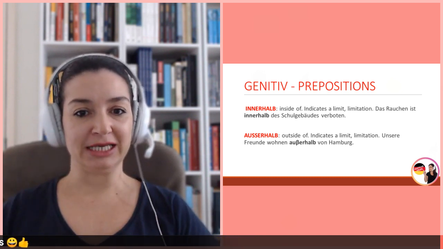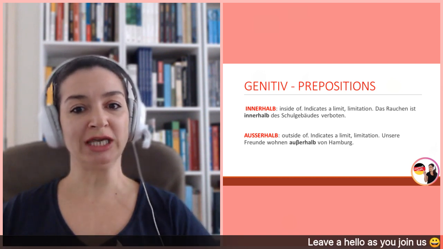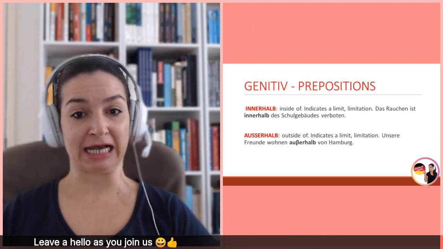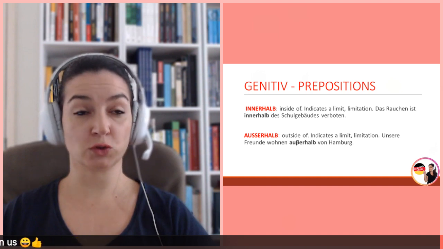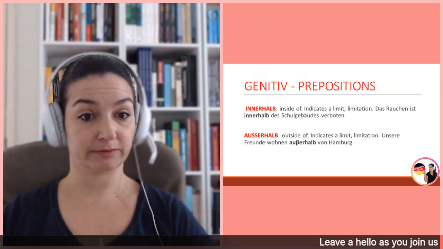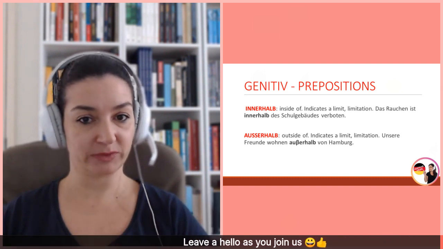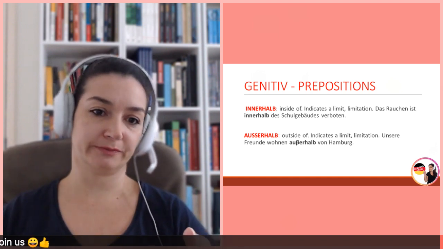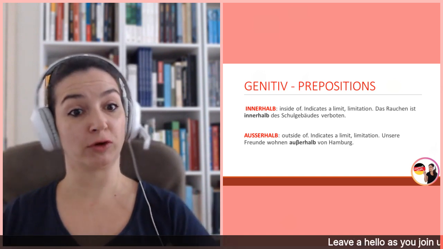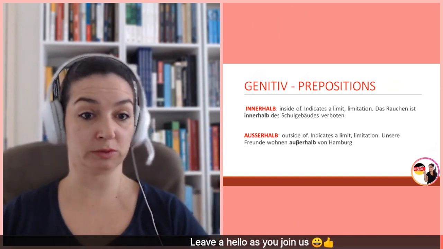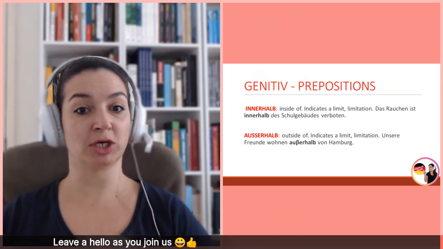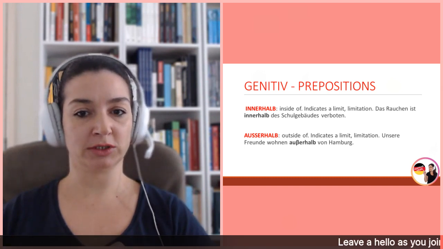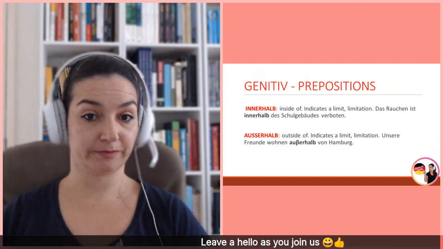Example: Das Rauchen ist innerhalb des Schulgebäudes verboten. What does it mean? Smoking inside of the school building is forbidden. See how in English we would use "from the". In German we don't have "from the". We say already "des Schulgebäudes" because of the genitive. Because with genitive, it already means all of that. Innerhalb des Schulgebäudes verboten, so it's forbidden.